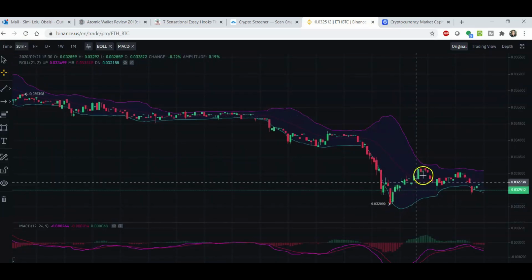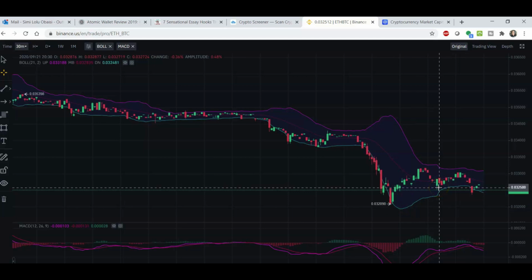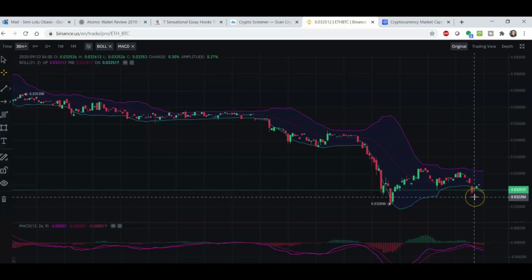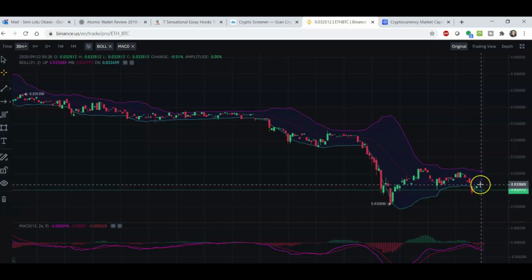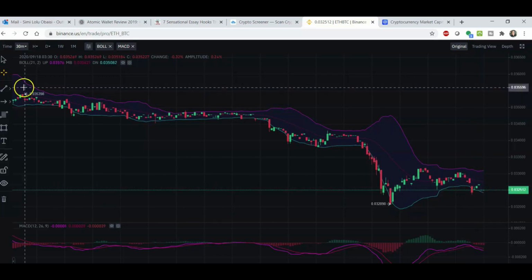We see the same bounce, but on the shorter 30-minute time interval. And here it broke down through the lower Bollinger Band, and it's heading right back up.